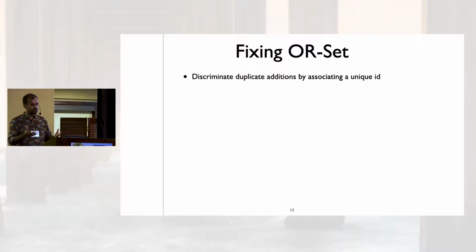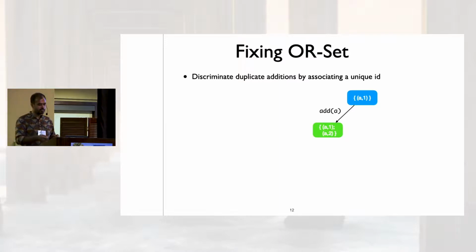Let's actually go and fix the OR-set example that was broken. The standard idea is to discriminate multiple additions by associating a unique ID. Here's a singleton set with an element A with a unique ID 1. When you do an addition, you pick a new unique ID, which happens to be 2 here, and you add a new element to the set. Now your remove has to do a little bit more. It has to look at all A's and remove all of them from the set.